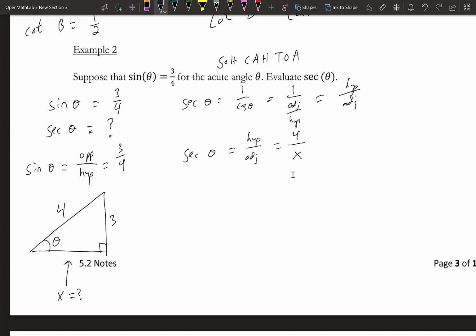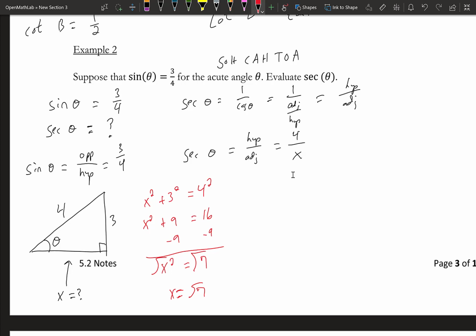We can figure out x using the Pythagorean theorem. We would have that x squared plus 3 squared is equal to 4 squared. So that would give me x squared plus 9 equals 16. Then I could subtract 9 from both sides, and we get x squared equals 16 minus 9, which is 7. Then take the square root of both sides, we get x equals radical 7. And that's simplified, because 7 is a prime number.